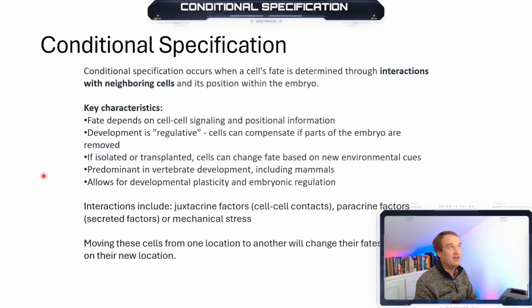So if you take away a few cells, then the new cells that come into that location use their positional information to kind of take up the spot of what was lost. So if you isolate or transplant these cells, the fate is based on these new environmental cues. So it's predominant in vertebrate development, including mammals, and allows for developmental plasticity and this embryonic regulation. So it uses juxtacrine factors, which are cell-to-cell contacts, and paracrine factors, which are things that are secreted, like hormones, or mechanical stresses.